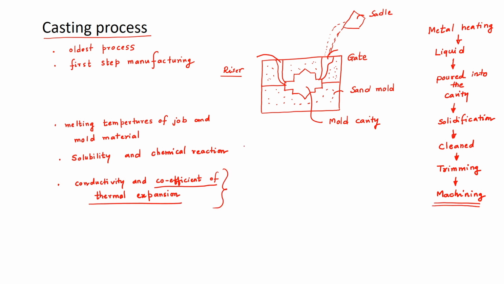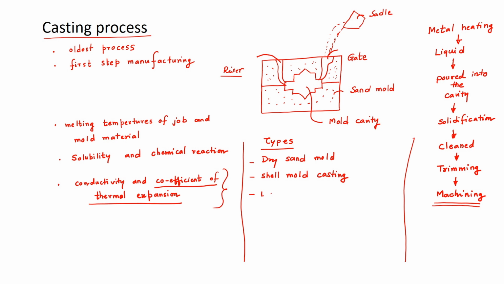There are various types of casting processes that are used in the industry, and these types are dry sand mold, shell mold casting, investment casting, gravity die casting, and die casting. And there are many other manufacturing processes of casting as well.